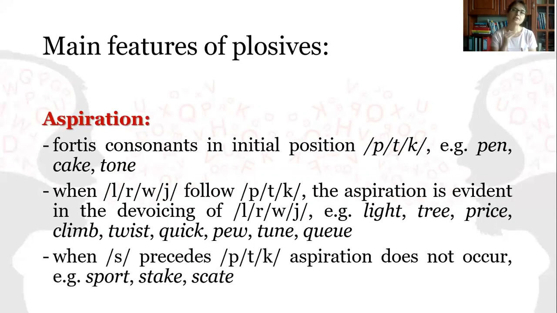Another characteristic feature of plosives is aspiration, and fortis consonants in initial position like p, t, k are aspirated. For example, pen, cake, tone. When l, r, w, j follow p, t, k, the aspiration is evident in the devoicing of l, r, w, j. For example, play, tree, price, climb, twist, quick, pew, tune, cue. When s precedes p, t, k, aspiration does not occur. For example, sport, steak, skate, no aspiration.